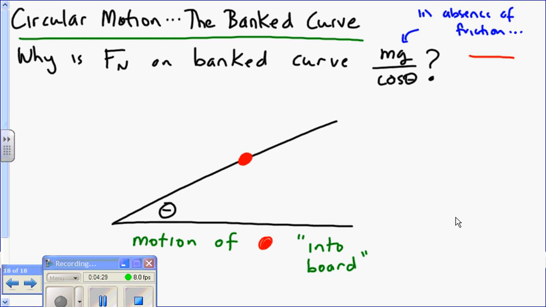Okay, so going back to what's going to become a free body diagram. The first, most fundamental difference between how we treat an inclined plane and a banked curve is our coordinate system. Like I said, we care about the center seeking. Well, center is this way. That's the center.